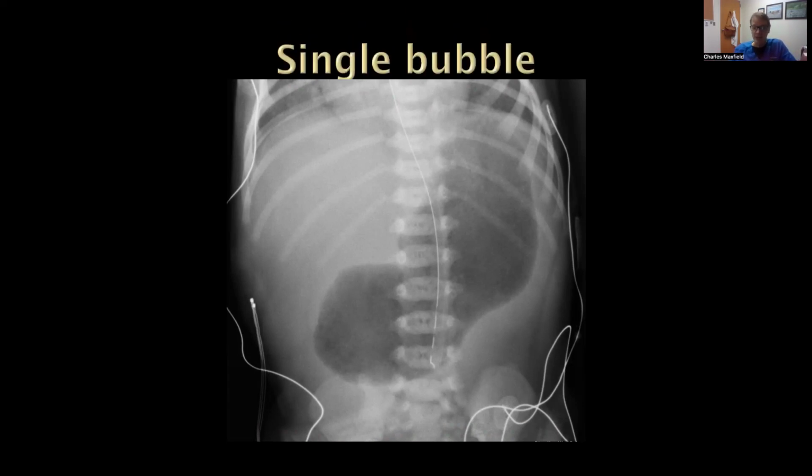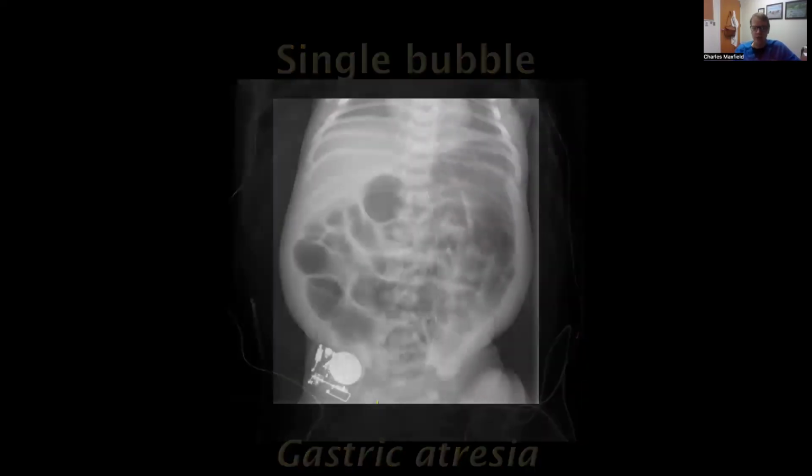And the reason is because this is gastric atresia. So remember early in the talk, I told you that the single bubble should be gastric atresia, but it's often not, just because gastric atresia is so rare. And I've only seen 2 cases in my entire career. Well, this is one of the 2 cases. This was a gastric atresia because of a single bubble that we could not push air downstream from.